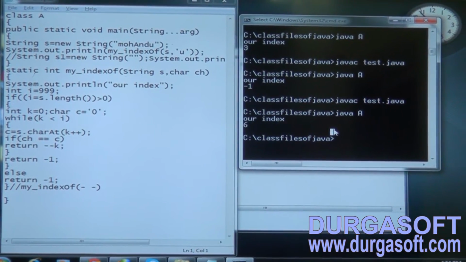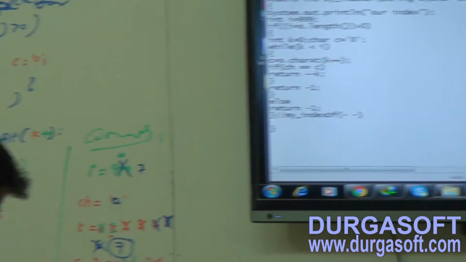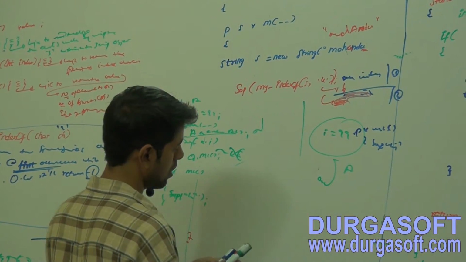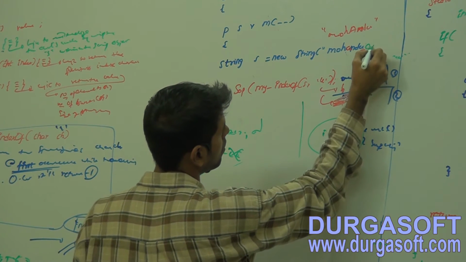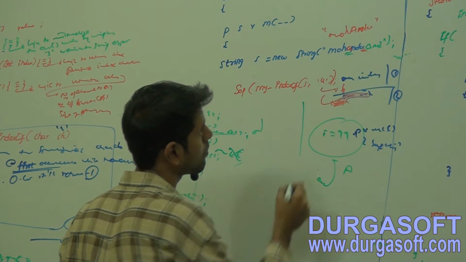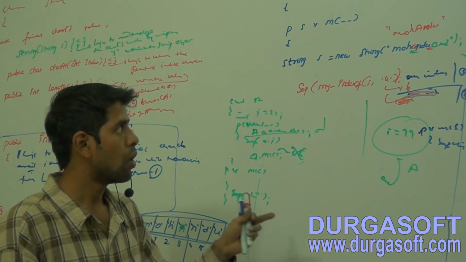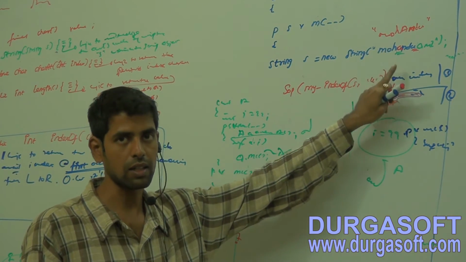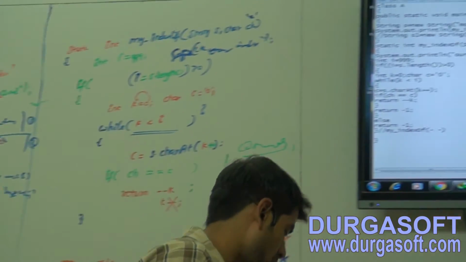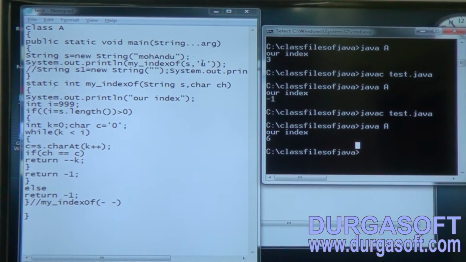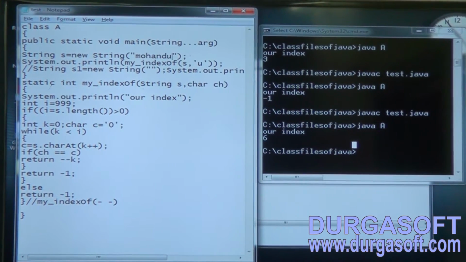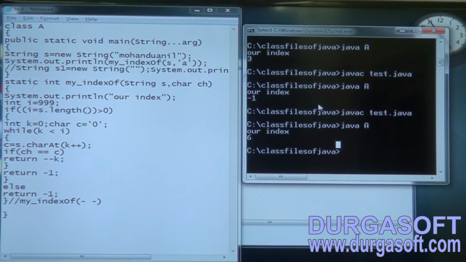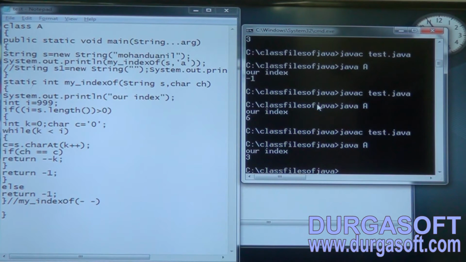Now one more small thing. Let me put here repeating characters. Let me put here Mohandu Anil. Mohandu Anil. Still what should be the answer? 3 only, the first occurrence character. So I am going to give here Mohandu Anil, and this one should be small a. So still the answer is 3 only, our index 3.